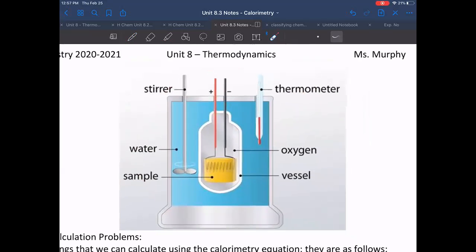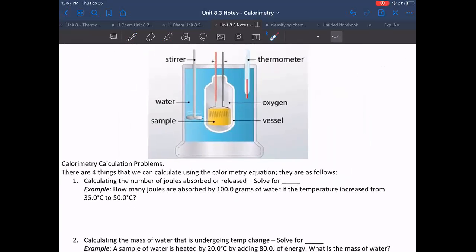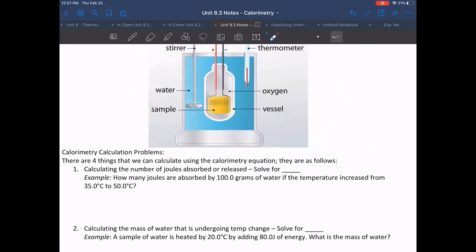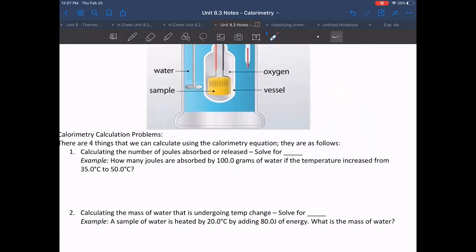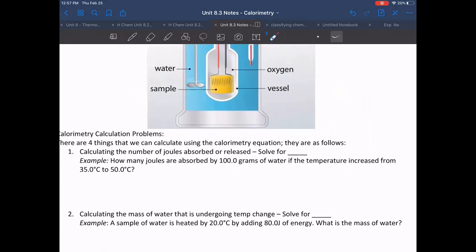Okay. All right, let's do some calculations. Starting with the first one, we're going to practice calculating the number of joules absorbed. You guys remember what letter represents this in the equation? It is Q. I need my pen. So I'm going to write up here, this is what we're going to work with for the rest.